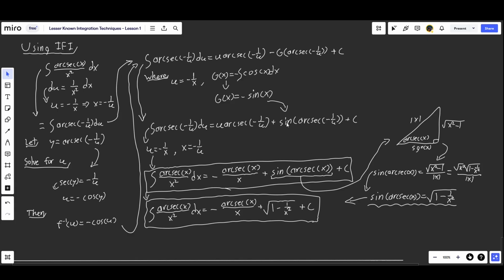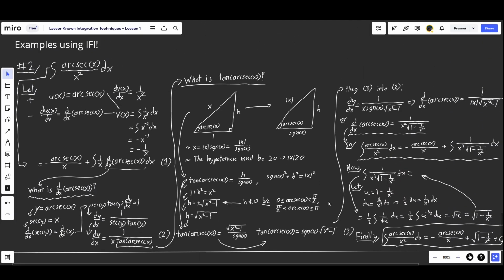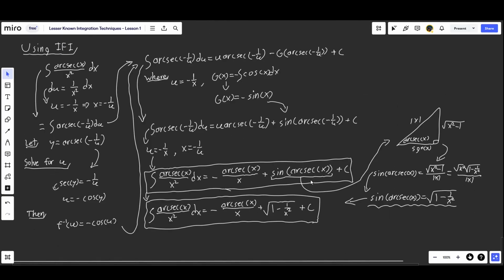Using a similar geometric argument to what we did using more traditional techniques, we can rewrite sine of arcsecant of x as the square root of 1 minus 1 over x squared. So this answer is equivalent to what we received using the more traditional techniques.